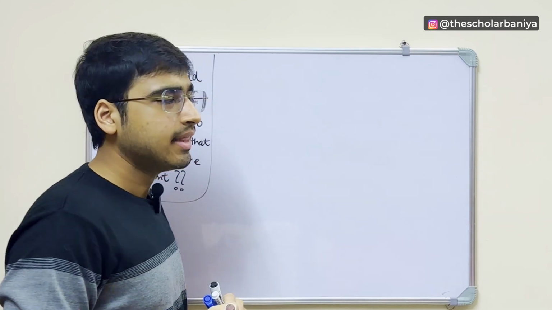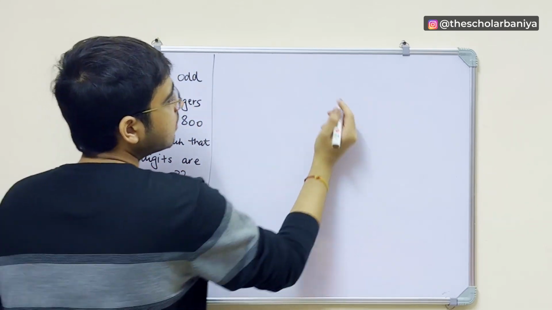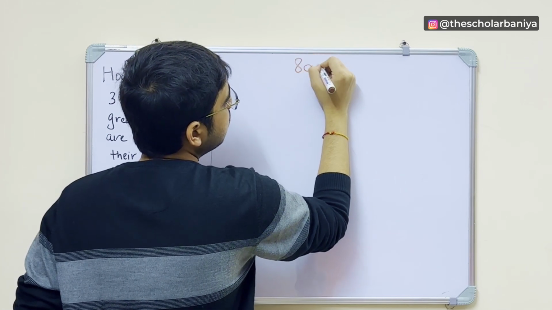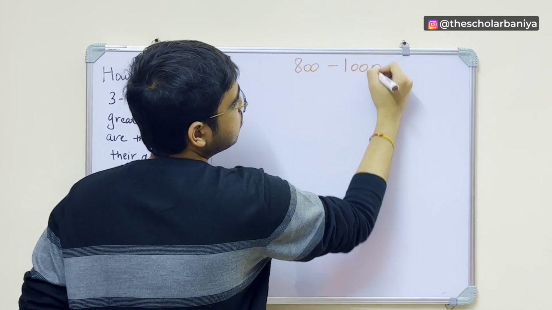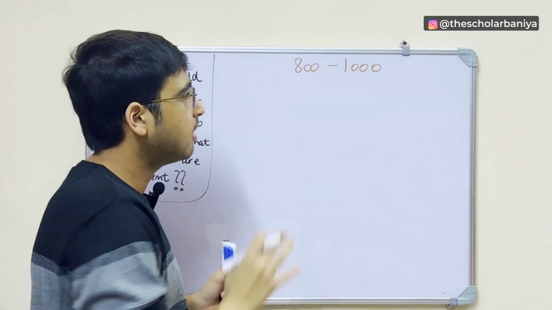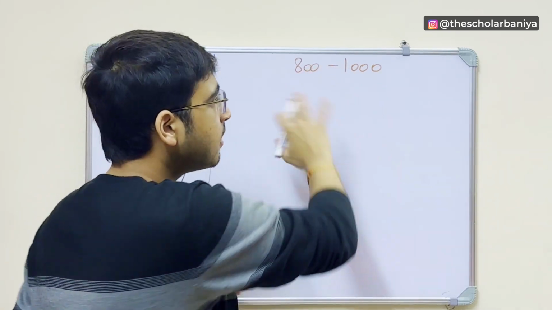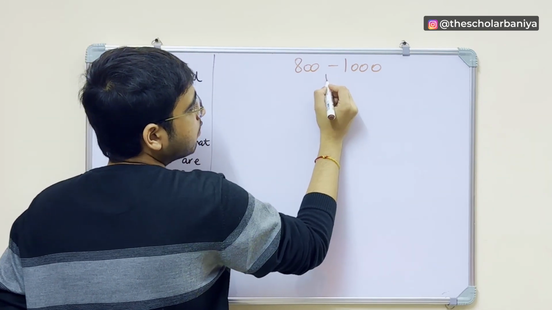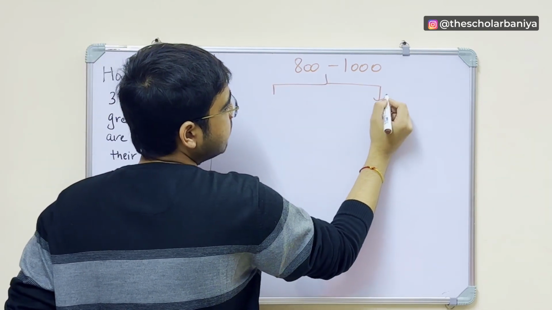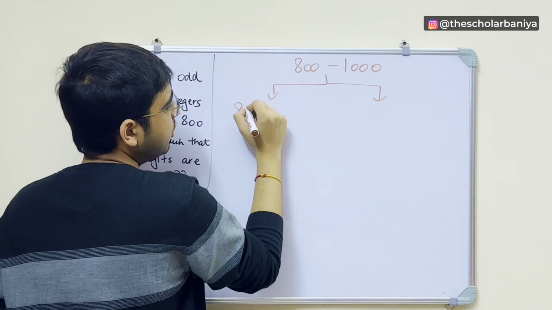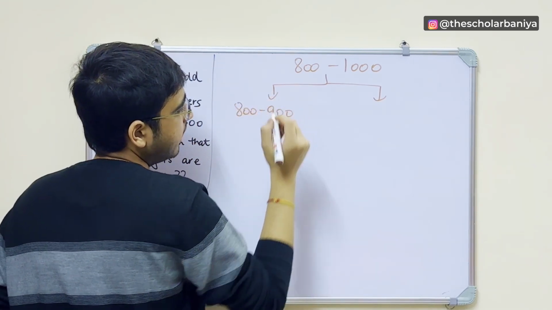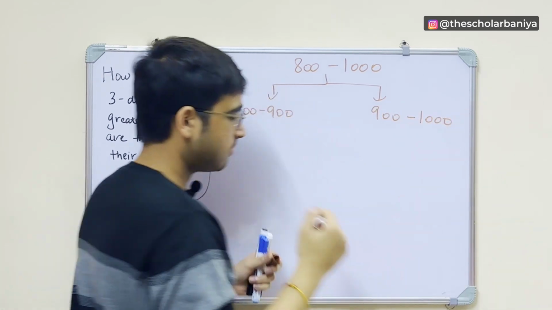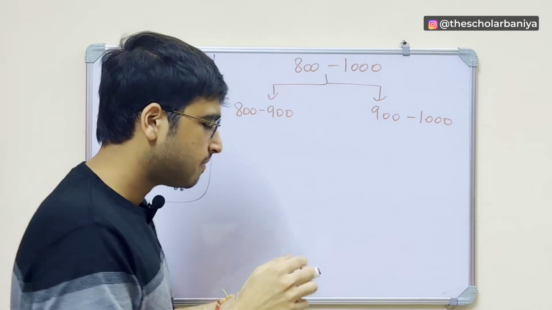Perfect. So tell me one thing. Basically, the entire domain becomes how much? Between 800 and 1000, right? The entire domain becomes greater than 800 and less than 1000. Let's divide it into two parts. One is 800 to 900, and one is 900 to 1000. I hope this makes pretty good sense.